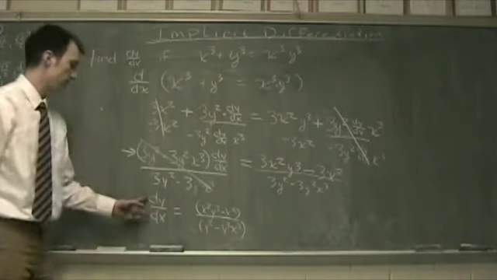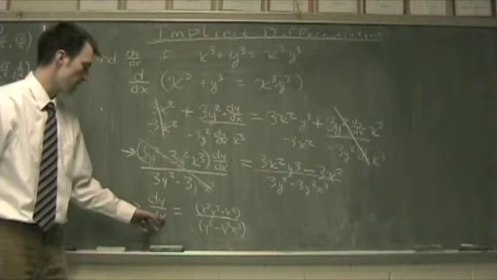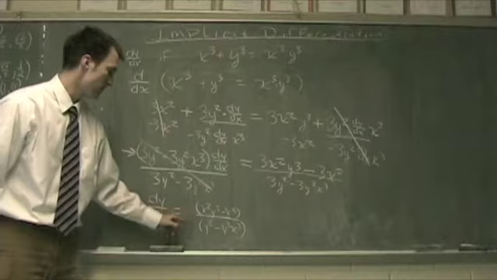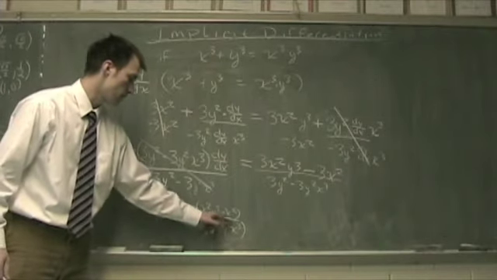And so there we have it. We found the derivative of y with respect to x, and it's x squared y cubed minus x squared divided by y squared minus y squared times x cubed.